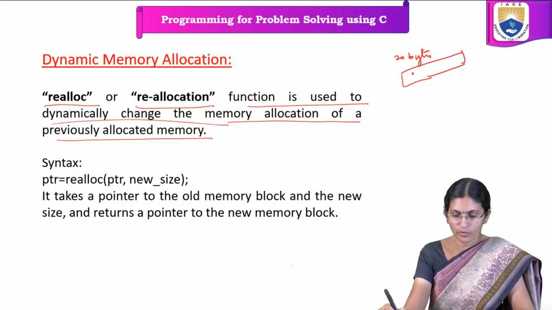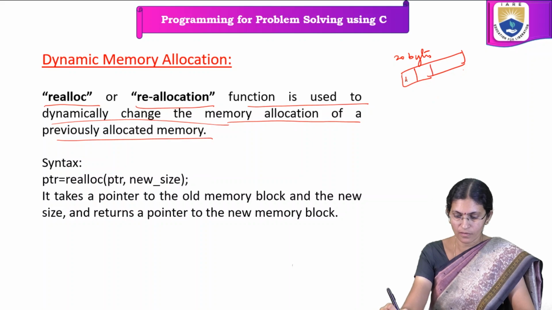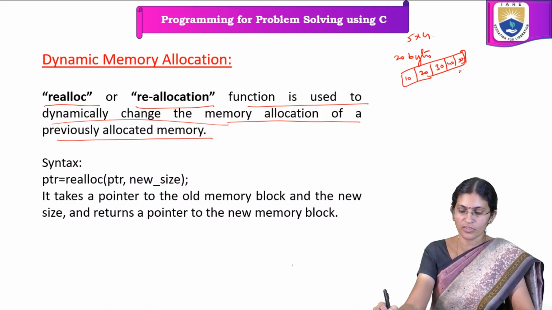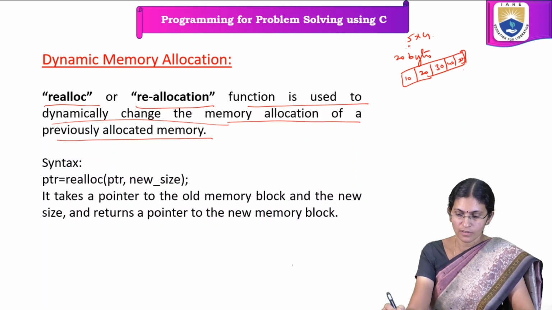These values are 10, 20, 30, 40 and 50. So 20 bytes is 5 into 4: 5 elements, and the size of each one is 4, so 5 into 4 is equal to 20 bytes. Suppose these are 20 bytes and the starting address is 1000, so the next element address will be 1004.